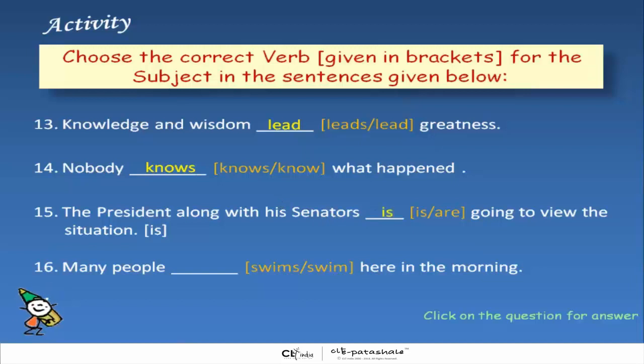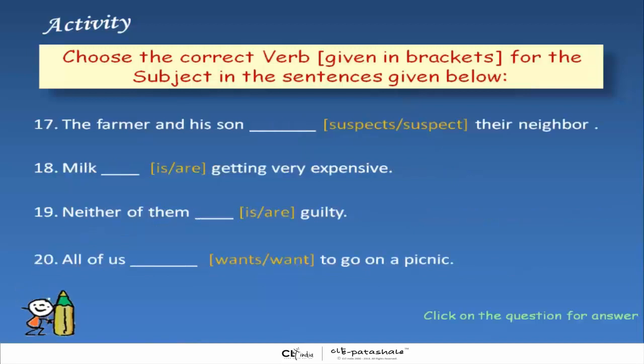The president along with the senators is going to view the situation. Many people dash swims or swim here in the morning. Many people swim here in the morning. The farmer and his son dash suspects or suspect his neighbor. The farmer and his son suspect their neighbor. Milk is or are getting very expensive.